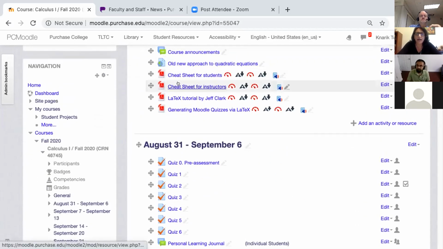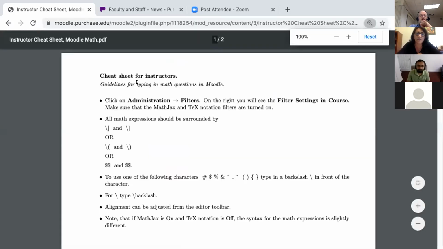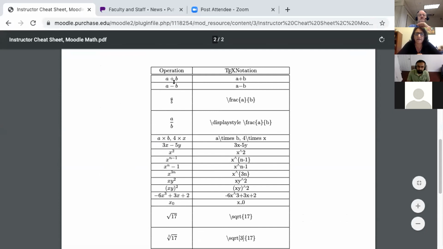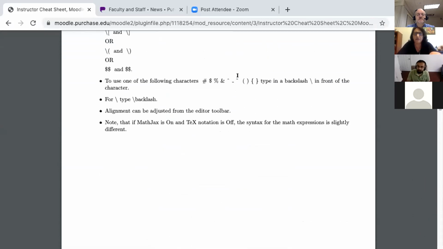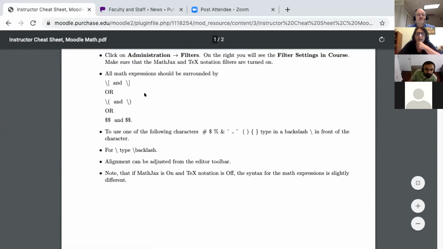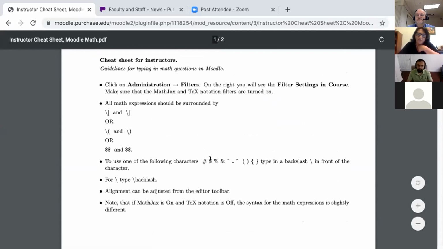Okay, so I created this kind of cheat sheet, a quick guidance for instructors on what to do. For example, if you want A plus B, you type it in, and whatever you type in should be surrounded by one of these pairs of symbols. If an instructor needs one of the special characters, all they have to do is put a backslash in front of it. For the backslash itself, they have to type backslash and then type in backslash.